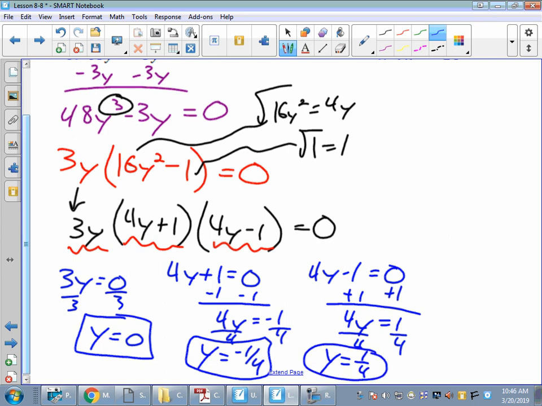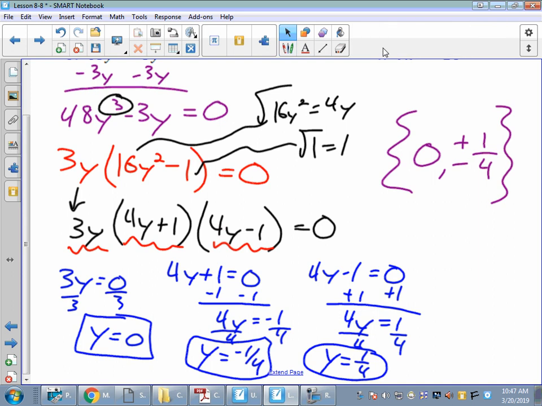So the last thing, I have my answers. I just got to set them in set notation. So to do that, I'm just going to say, here's my bracket, 0, and I've got a positive negative 1/4. And there's my other bracket. And I'm good to go.